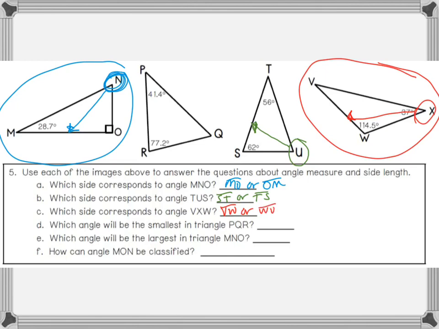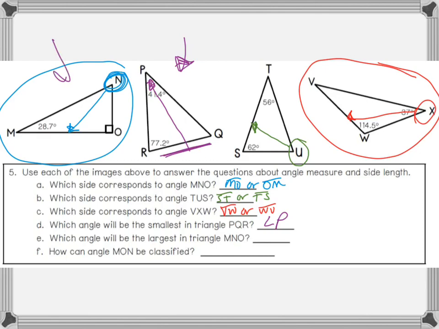So now let's look at triangle PQR. That's this one right here. We have to figure out which angle is going to be the smallest. So what I want you to do is find the shortest side. Where's the shortest side? Well, that would be RQ. So if RQ is the shortest side, that means that the angle across from it has to be the smallest. That would be angle P.